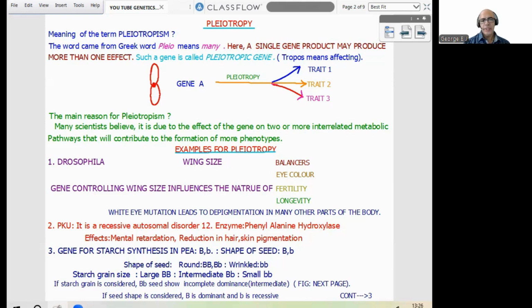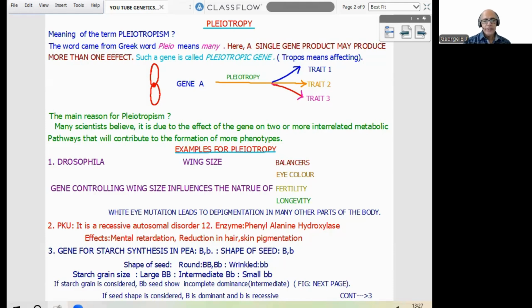The third example is direct NCERT, more predominant for exams: the gene for starch synthesis in pea, capital B, small b. The same gene is also concerned with the shape of the seed. For seed shape, only two shapes are available: round and wrinkled. Round will be capital B capital B or capital B small b; wrinkled will be small b small b. Now when we take the size of starch grains, three possibilities are there. One is large starch grain, completely dominant, capital B capital B. One is small starch grain, completely recessive, small b small b. And there is an intermediate size, capital B small b.